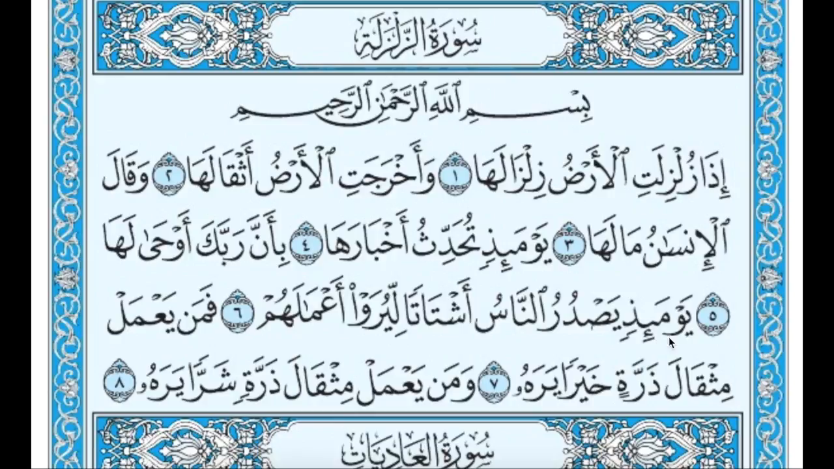Yawmaidhin, on that day, yasduru an-nasu, people will come forward. Ashtatan, separated, right? Ashtatan, everyone is in separate groups. Ashtatan liyaraw, so that they can see a'malahum, their deeds. Hum is the suffix for their. And there's your ha again at the end of the word.